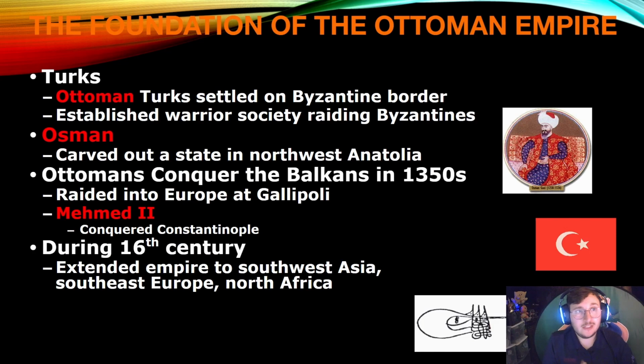Our next big one is going to be the Turks and the foundation of the Ottoman Empire. The Ottoman Turks settled on the Byzantine border. They established a warrior society raiding the Byzantines. We have Osman the Great. He's going to carve out a state in northwest Anatolia, which is modern-day Turkey. And they're going to conquer the Balkans in the 1350s. They're going to raid into Europe at Gallipoli.